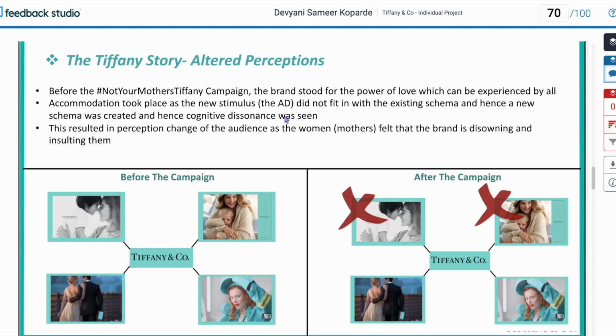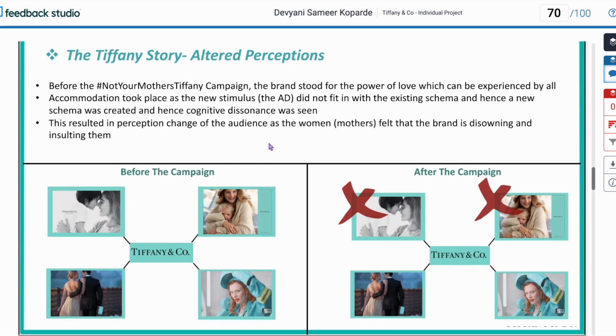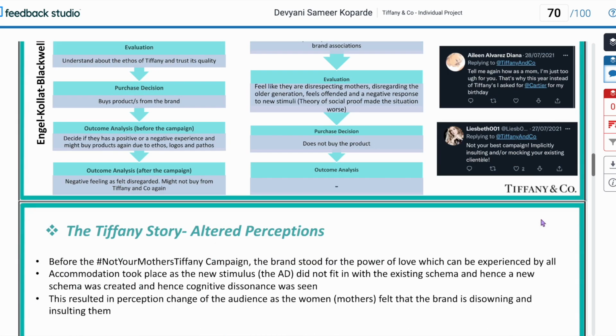Then cognitive dissonance was seen. If you read the sentence, it's literally: accommodation took place as the new stimulus did not fit in with the existing schema, and hence a new schema was created, and hence cognitive dissonance was seen. As you can see again, it's filled with theories. Even though this is more visual, this explains it. This resulted in perception change, and mothers felt like the brand is disowning them. Before the campaign, everybody felt this way, and now they are against mothers, something like that. So this is what resulted from that.